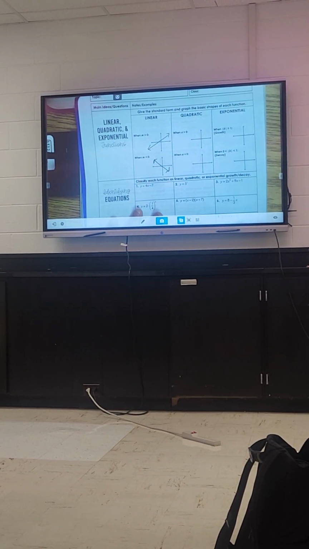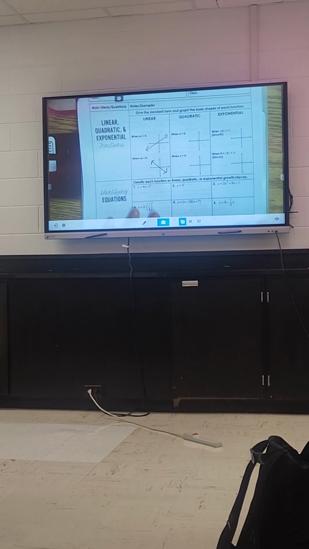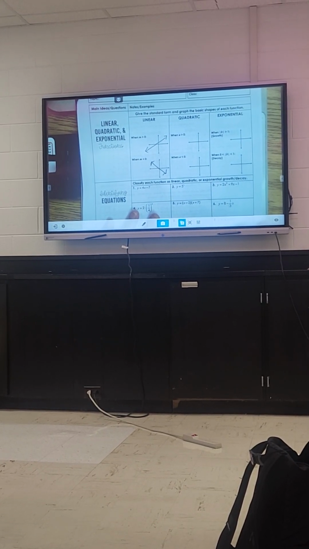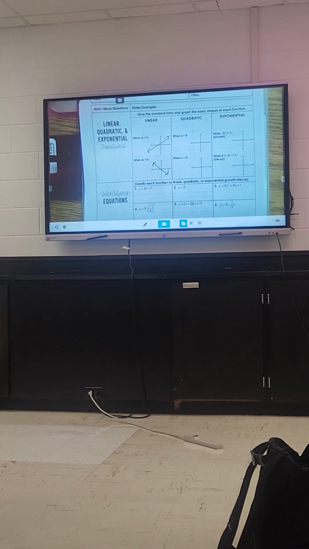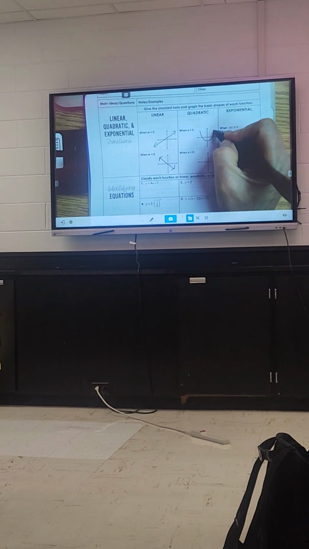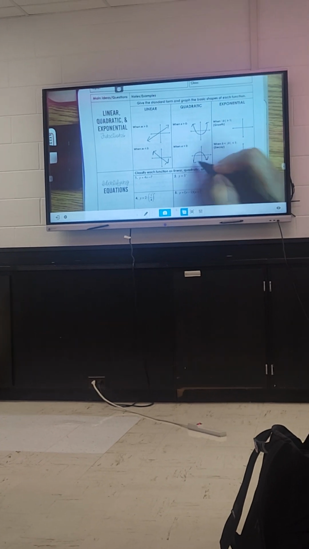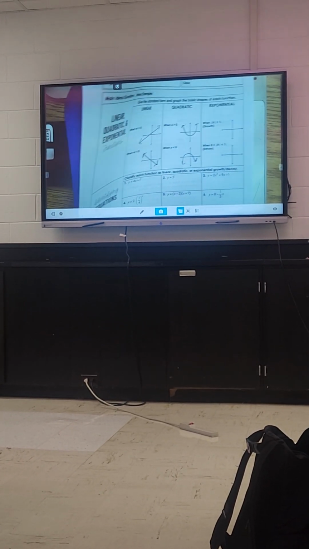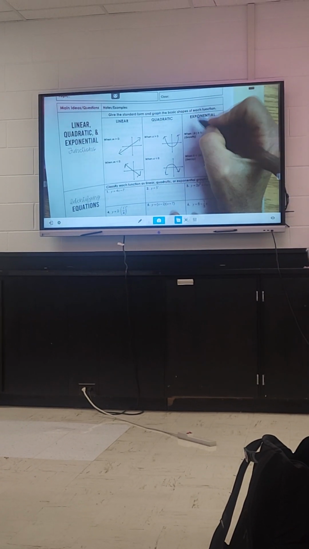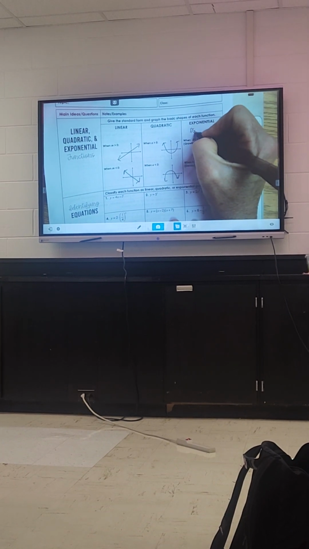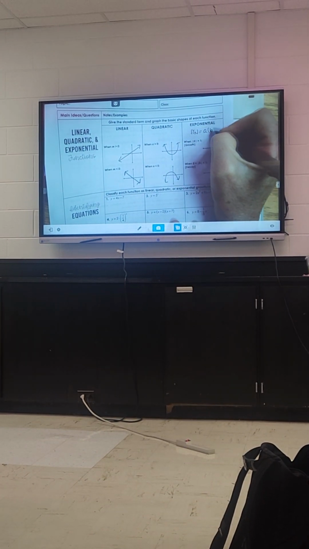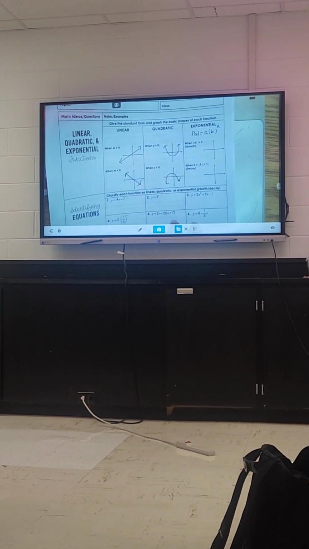Going down. On a quadratic function, it's in the shape of a what? A U, and if a is greater than 0, what direction does it open? Up. And if it's less than 0, it opens down. On an exponential, now remember that your exponential is f of x equals a times b to the x power.